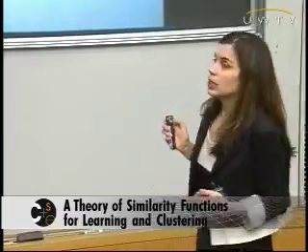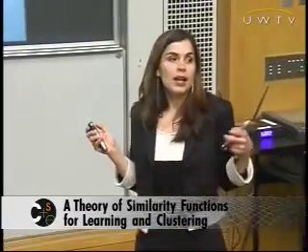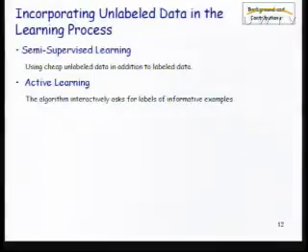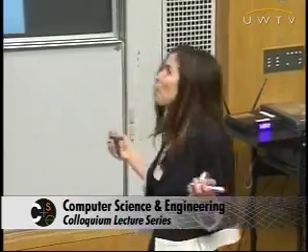Now, a second setting which has been considered for incorporating unlabeled data in the learning process is active learning. And here the learning algorithm is even more powerful, and it can interactively ask for labels of unlabeled examples of its own choice. And so it could potentially learn with even fewer labeled examples by actively directing queries towards informative examples. So active learning and semi-supervised learning are areas of significant importance and significant activity in machine learning.